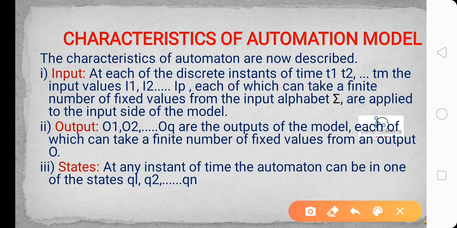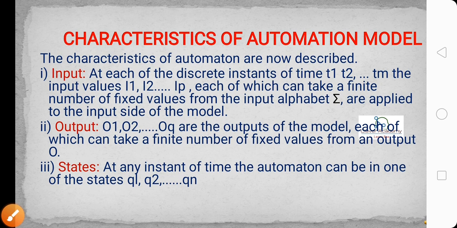Second, output value. In each finite automata, you can see outputs O1, O2 and so on, Oq, which are the outputs of the model. Each finite automata has a fixed number of output values that we represent as O. We'll see an example later.